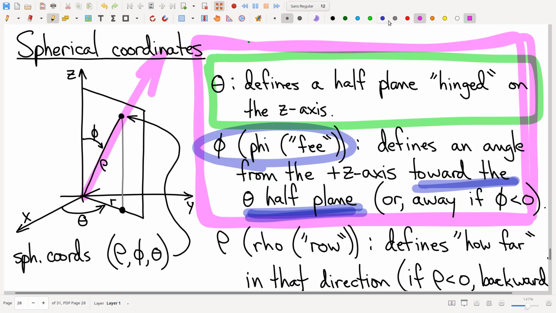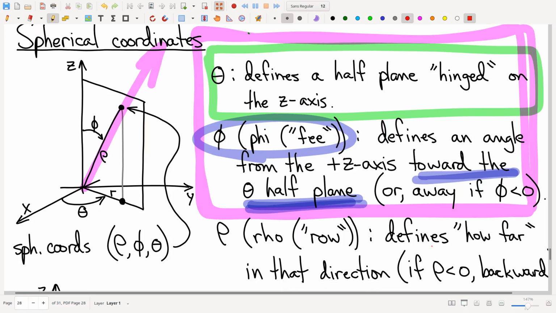And once you have a direction, then there's just a question of how far do you go in that direction, and how far, again, in quotes, could be negative, but how far tells you then a point. And so this trio, theta, phi, and rho, is what we call spherical coordinates for that point.